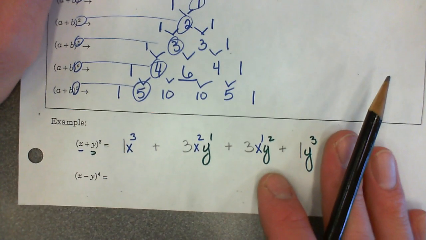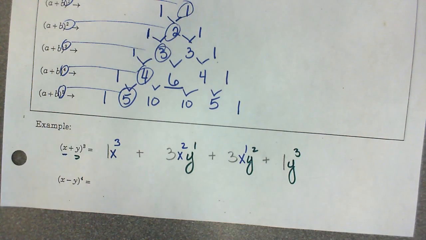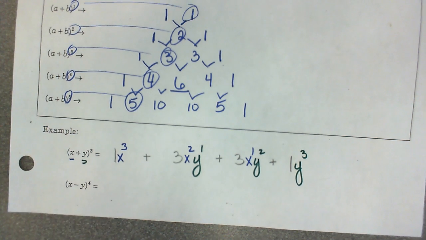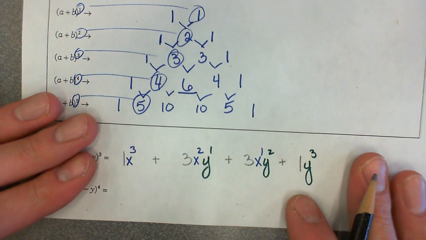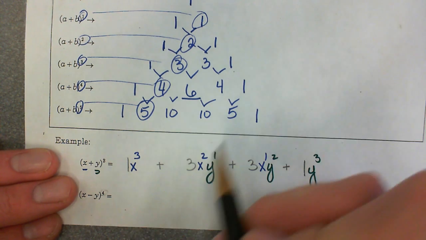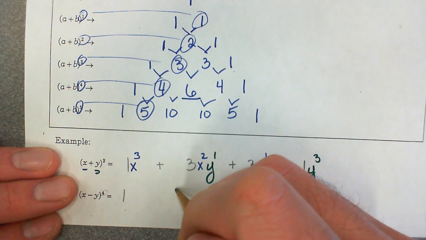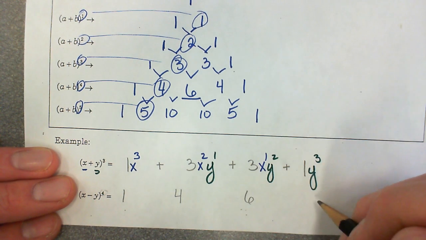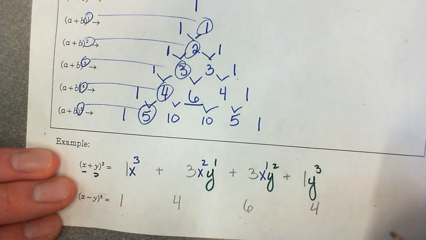Okay? So let's try a second one. On here, let's get our coefficients down first. This is to the fourth power, so our coefficients are 1, 4, 6, 4, 1.